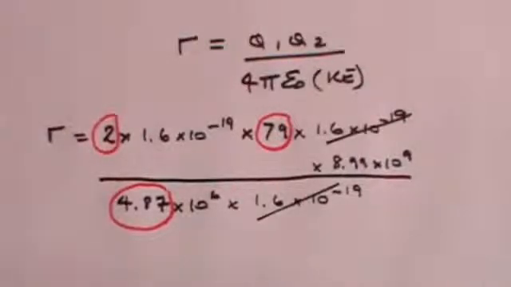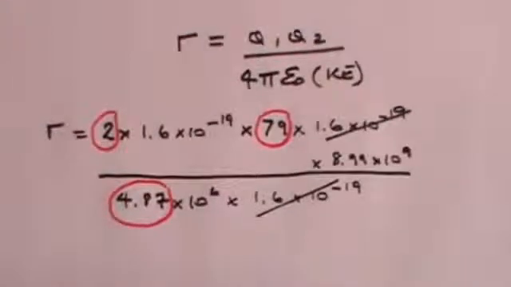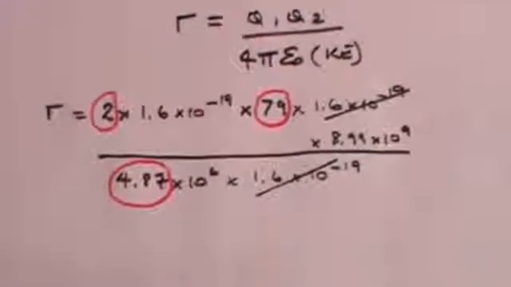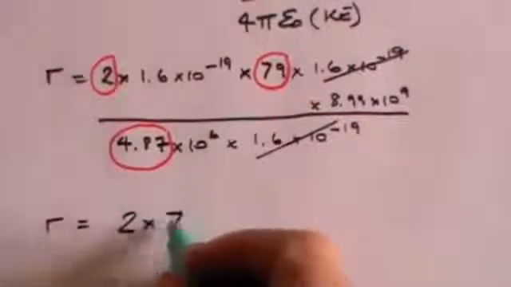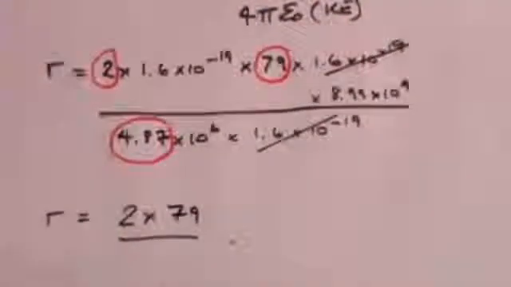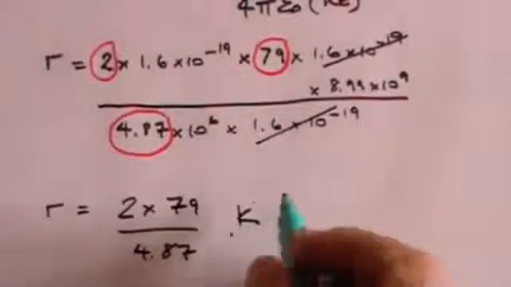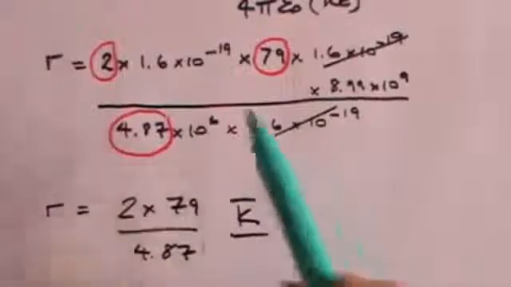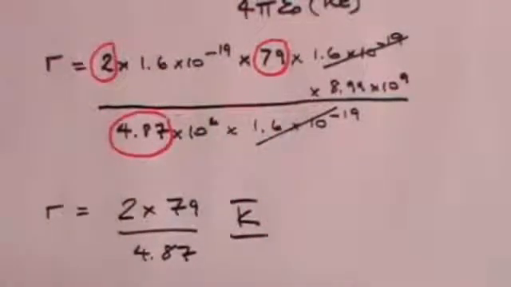So since we're going to do this calculation several times, it's not a bad idea to save us doing that complex calculation on a calculator every time. Let's just work out what R is in terms of 2 times 79 divided by 4.87 times a constant, where the constant is everything else apart from those 3 terms.